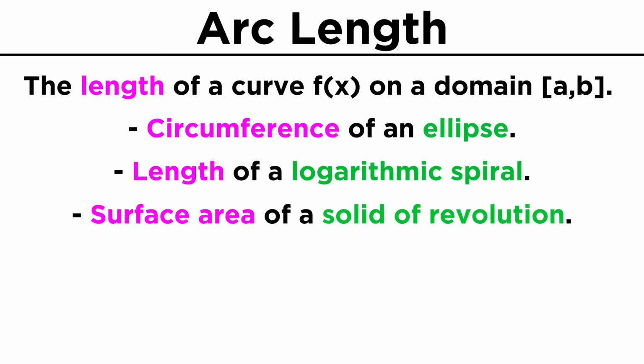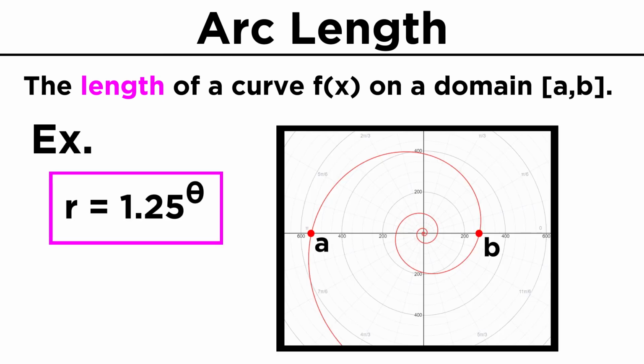Now, let's take a look at a graph of the polar equation r equals 1.25 to the power theta. The arc length from the red points A and B is defined as the length of a path from point A to B which follows our equation.